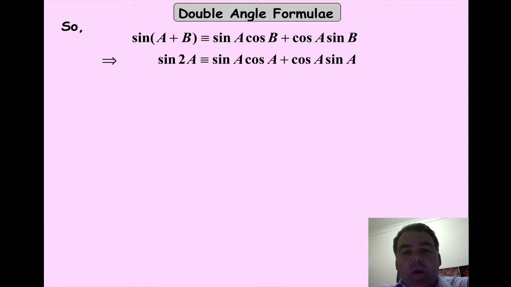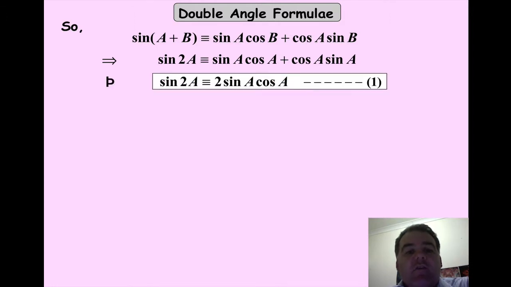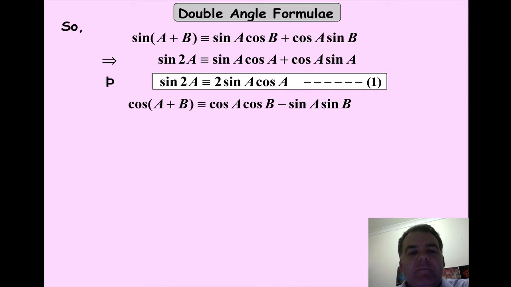And then we replace the B with A on the right hand side. You can see we get sine A cos A and cos A sine A. They're both the same thing, just in a different order. So the right hand side just becomes 2 sine A cos A. There's the first double angle identity.